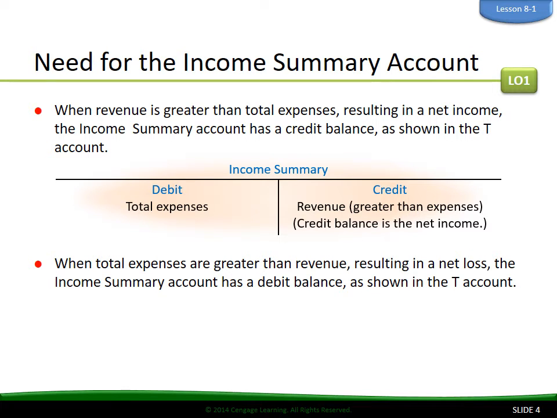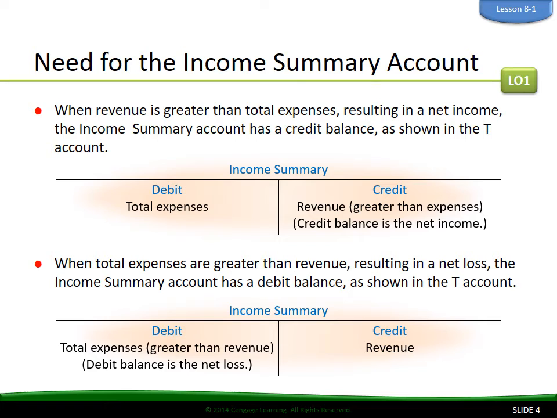On the flip side, if you have a net loss, meaning that your total expenses is more than your revenue or sales, it's going to be the opposite. It's going to have a debit balance. So if we flip that and we look and see, let's say our sales were $2,000, but our expenses were $2,500. That means we had a net loss of the difference between $2,000 and $2,500. It would be a $500 net loss. Therefore, your income summary would have a $500 debit.